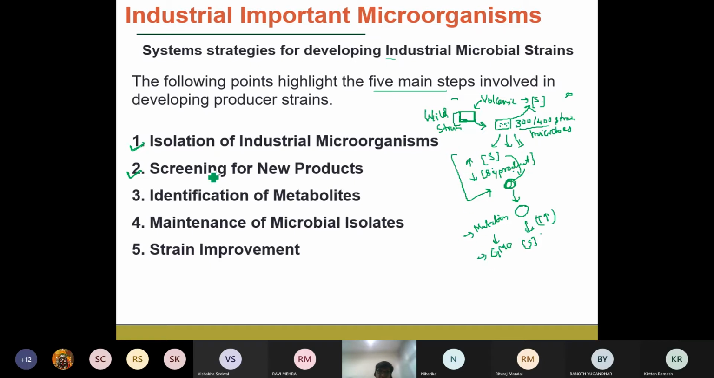So if you see the different steps involved in developing this type of strain for industrial fermentation, the first is isolation. You isolate the microorganisms, and then you screen them.